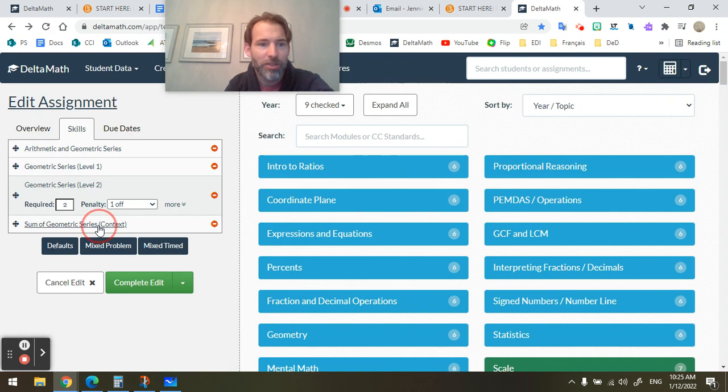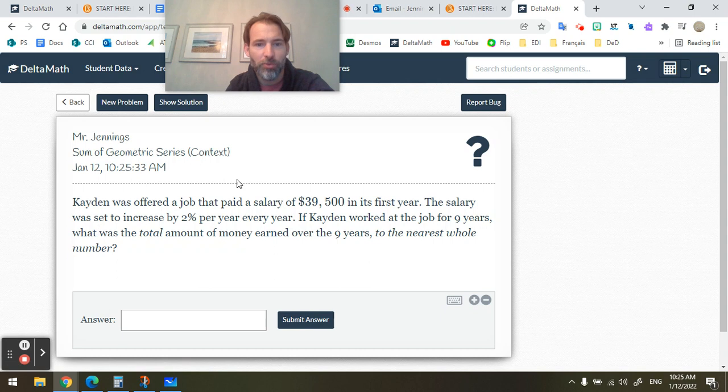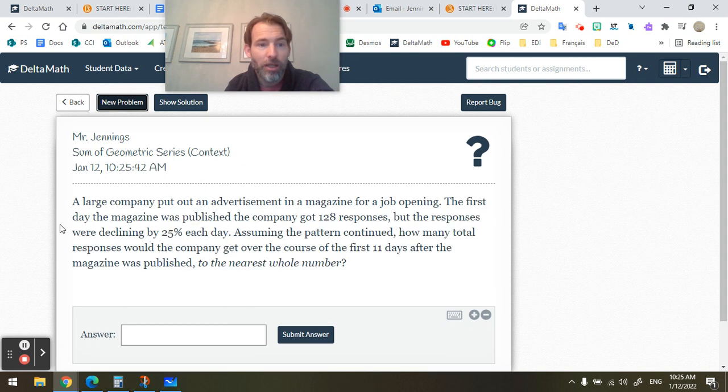Last one, sum of geometric series in context. So here's some word problems for you for geometric series. Okay, Caden was offered a job. We did an example like this already. Okay, so let's look at a new one. A large company put out an advertisement in a magazine for a job opening. Okay, the first day the magazine.